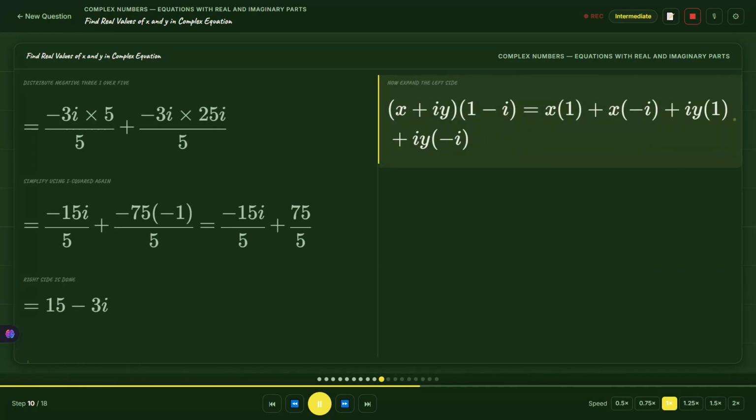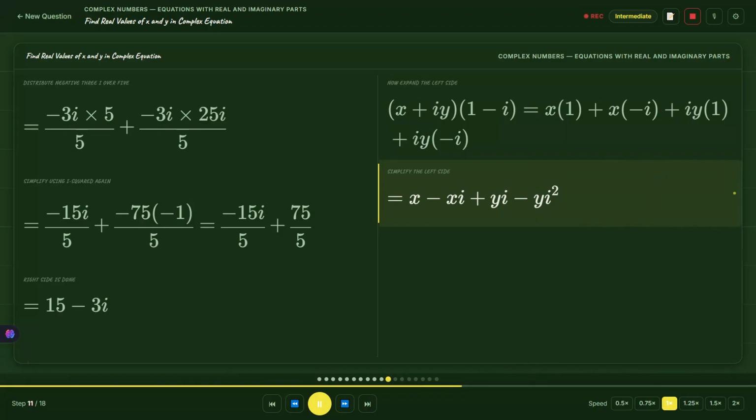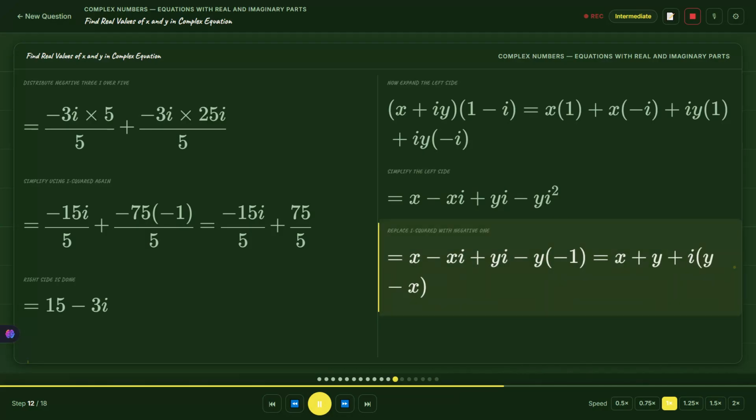Now let's open up the left side the same way. Each part in the first bracket times each part in the second bracket. We get x, take away xi, plus yi, take away yi squared. Now let's use our magic rule on i squared again. Since i squared is -1, y times -1 becomes +y. Now we group. The number parts give x plus y, and the i parts give y take away x, times i.